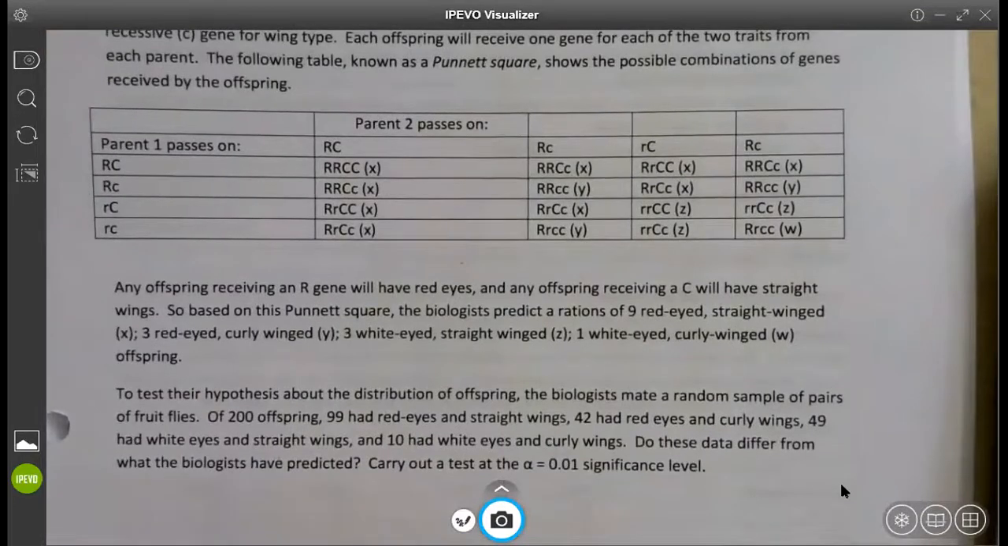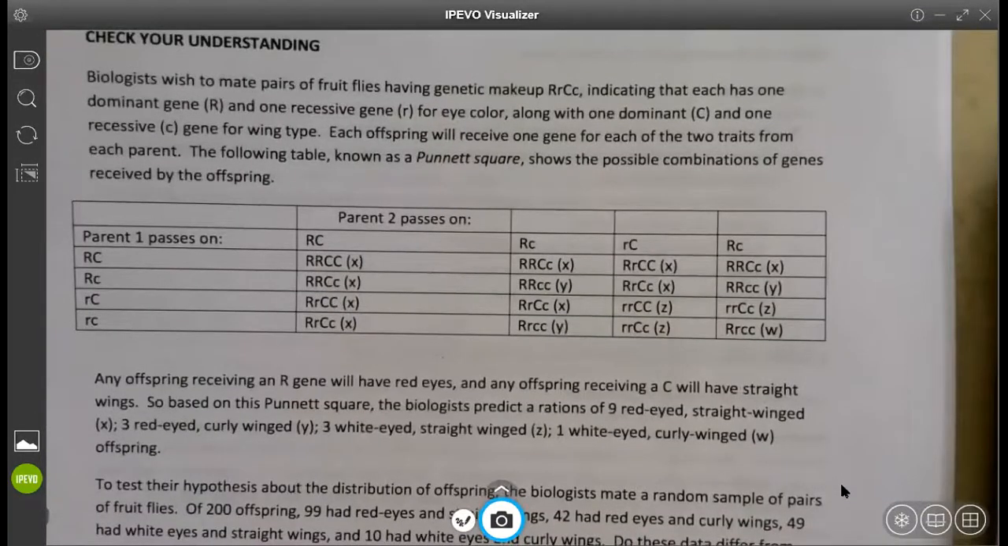Same thing here. Biologists wish to make pairs of fruit flies having genetic makeup RrCc, indicating that each one has one dominant gene R and one recessive gene r for eye color, along with one dominant capital C and one recessive little c gene for wing type. Each offspring will receive one gene for each of the 2 traits from each parent. The following table, known as a Punnett square, shows the possible combinations of genes received by the offspring.